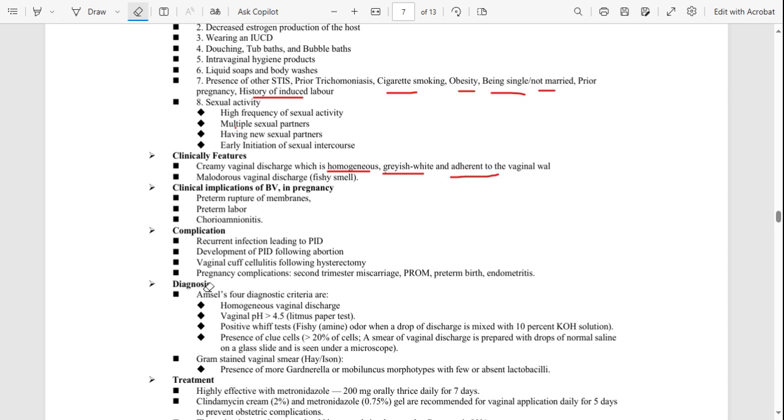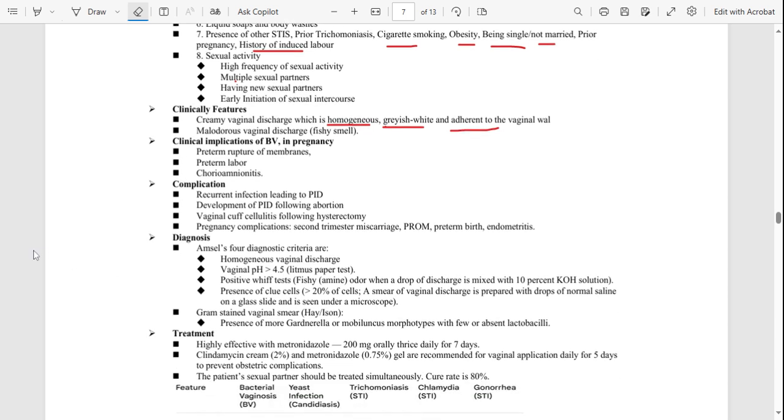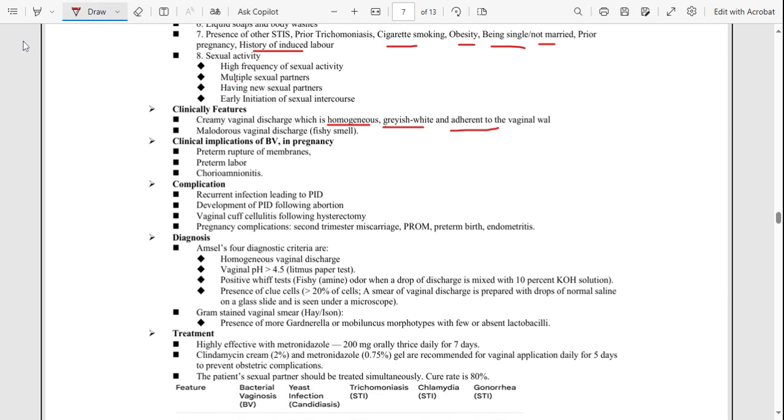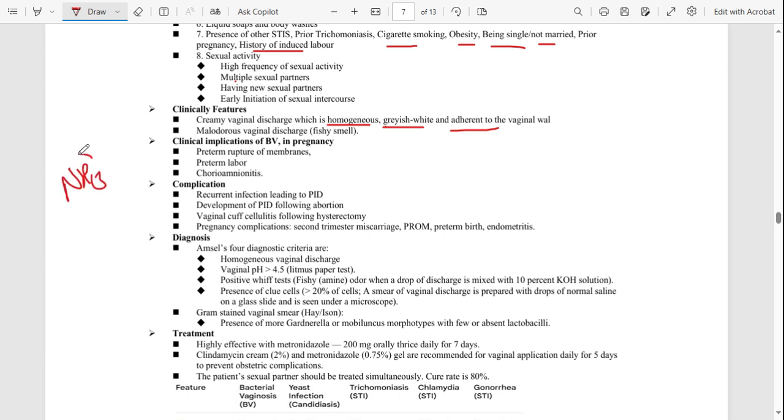To diagnose this condition, you use what we call the Amsel criteria. This looks at four things. The first is the homogeneous vaginal discharge, which is grayish white. The second is the pH. The pH is more alkaline because these anaerobes produce ammonia. That is why it's alkaline.